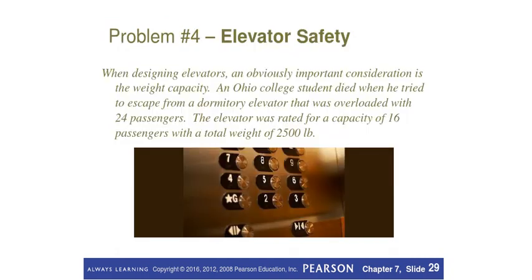Let's illustrate the point. When designing elevators, an obviously important consideration is the weight capacity. An Ohio college student died when he tried to escape from a dormitory elevator that was overloaded with 24 passengers. Can you imagine getting on an elevator with 24 passengers? The elevator was rated for a capacity of 16 passengers with a total weight of 2,500 pounds. And if you've ever been stuck on an elevator with a lot of people, you start getting really nervous, and there's a reason for that.